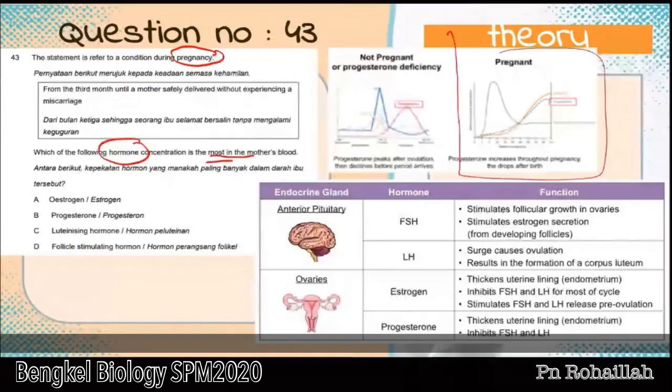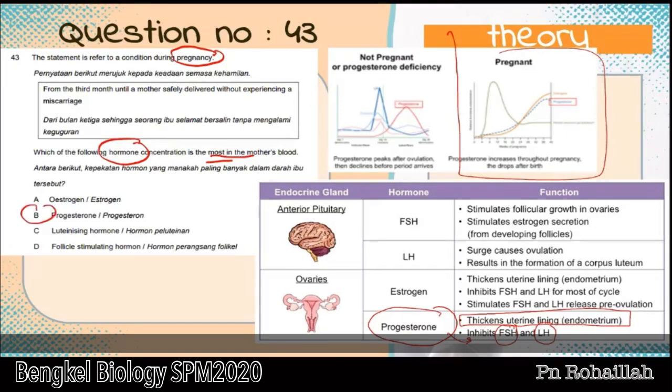We know that in the menstrual cycle there are 4 hormones involved. The hormone that is maintained throughout the pregnancy is progesterone. Why? Because the function of progesterone is to make the uterine lining, the endometrium, become thicker and thicker, so it can hold the fetus. Also, progesterone inhibits FSH and LH. That's why during 9 months of pregnancy there is no period. So the answer is B.